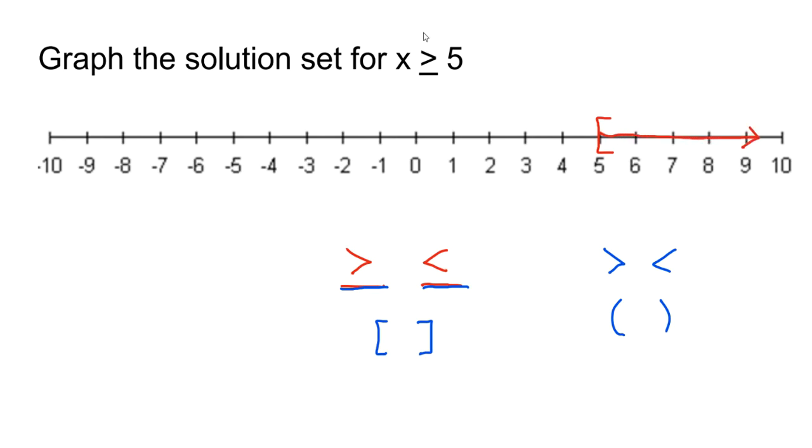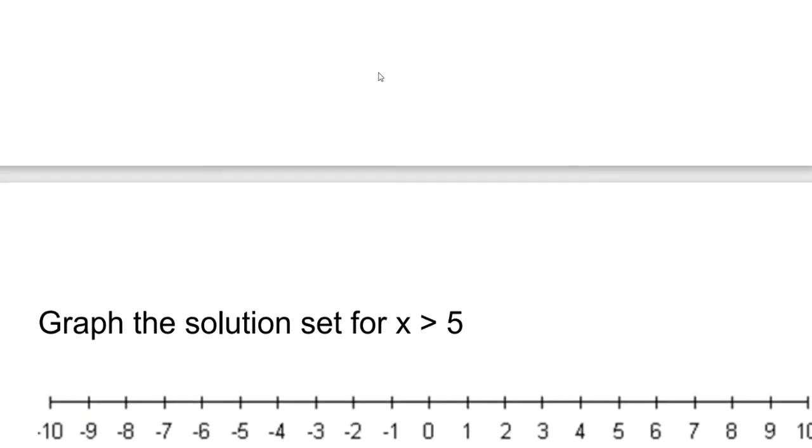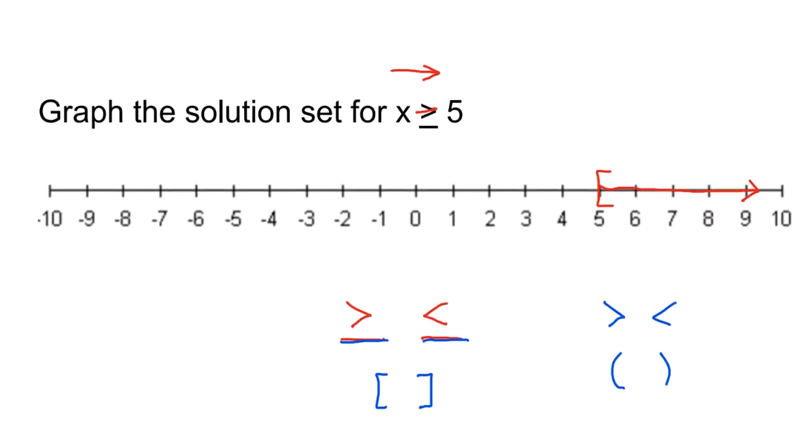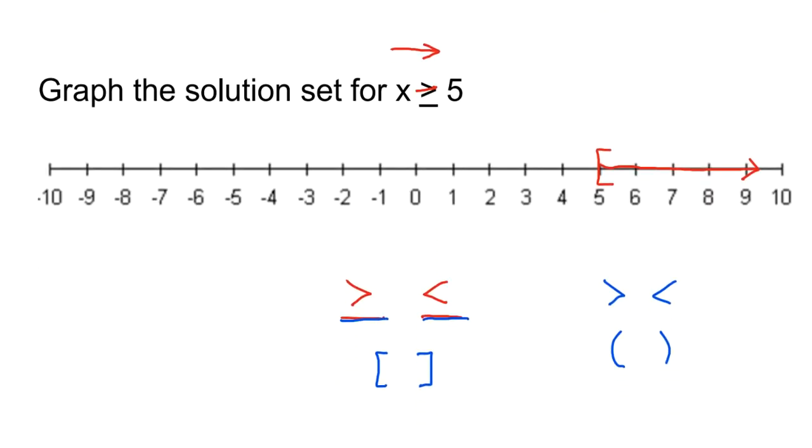To me, this inequality symbol looks like an arrow. So as long as our variable is first, we just follow the arrow to know which way to shade. So this looks like an arrow pointing to the right. So we're going to shade to the right. Whenever we have an inequality going to the left, if we have less than, then we're going to shade to the left.